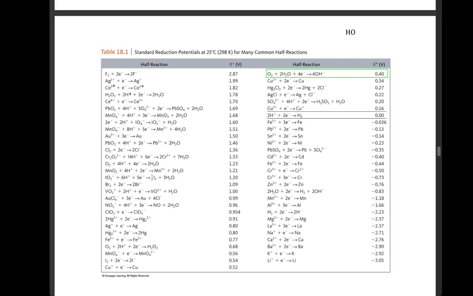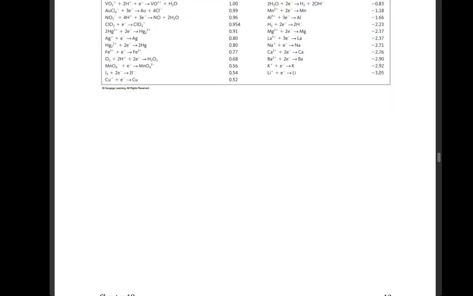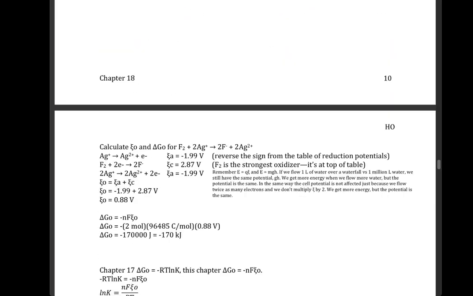Go to the other side of the table, the very bottom, Li plus plus an electron yielding Li. That has a very negative potential. What that means is lithium very much wants to form Li plus, the ion, by giving up an electron. It very much wants to be oxidized. Its potential to be oxidized would be 3.05 volts. And it will give electrons to anything above it. It will reduce anything above it in that table.